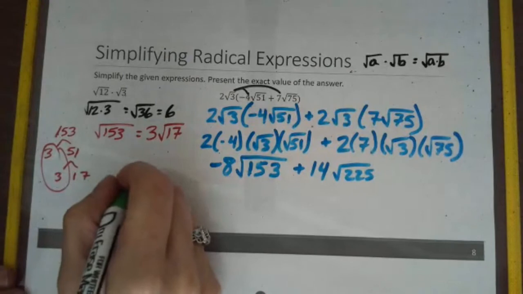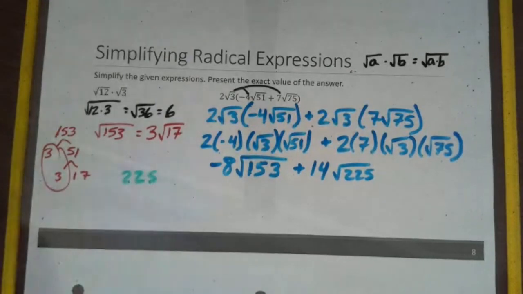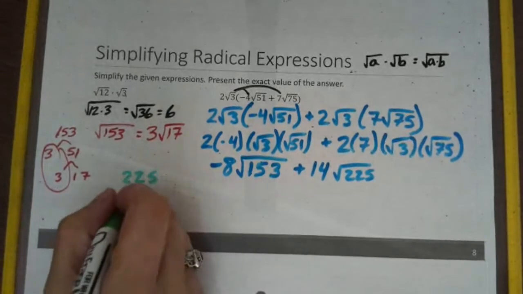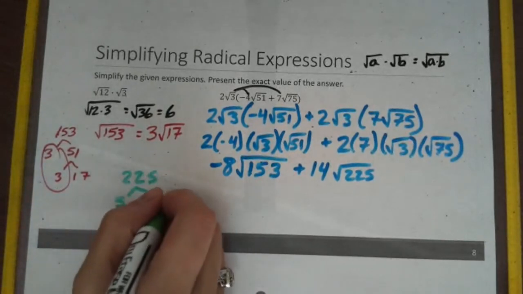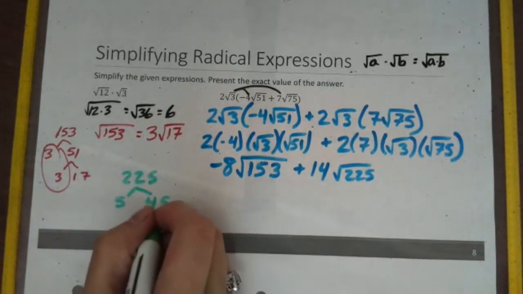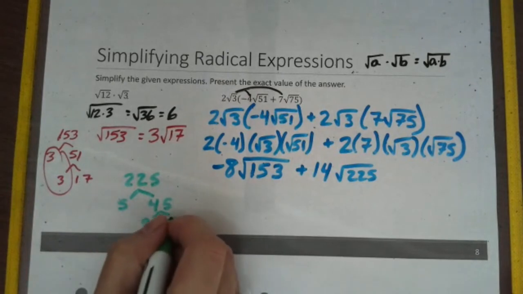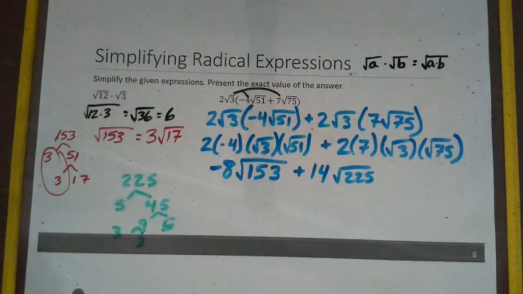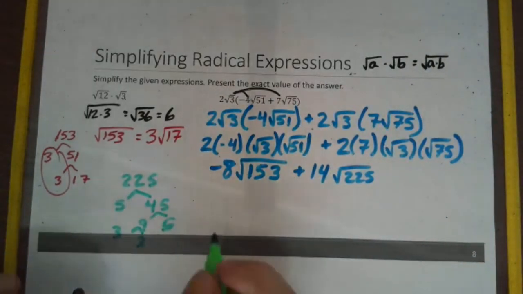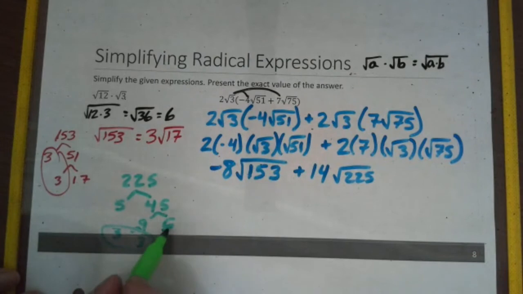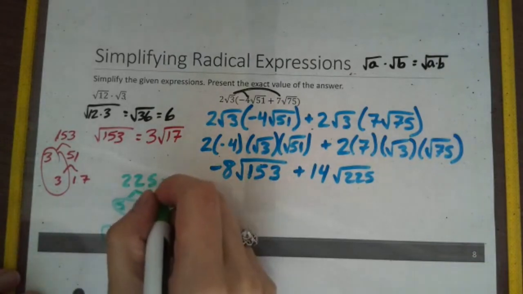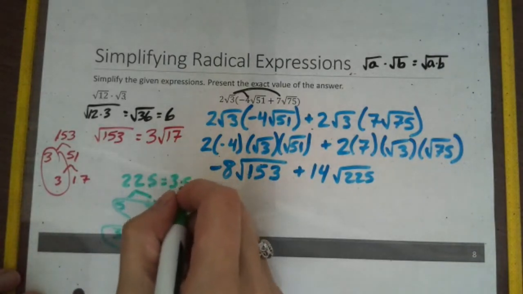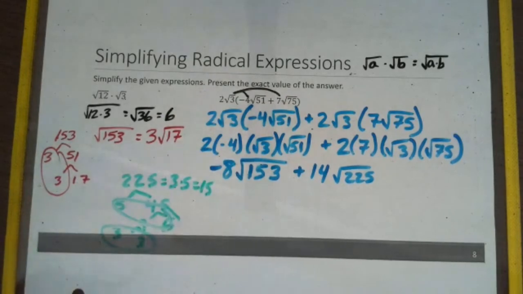Then we have 225. Well, 225 is 5 times 45, and 45 is 9 times 5, and then that 9 is 3 times 3. I know that doesn't show up too well, but it looks like I have a pair of 3's and a pair of 5's. So this is 3 times 5, which is 15.